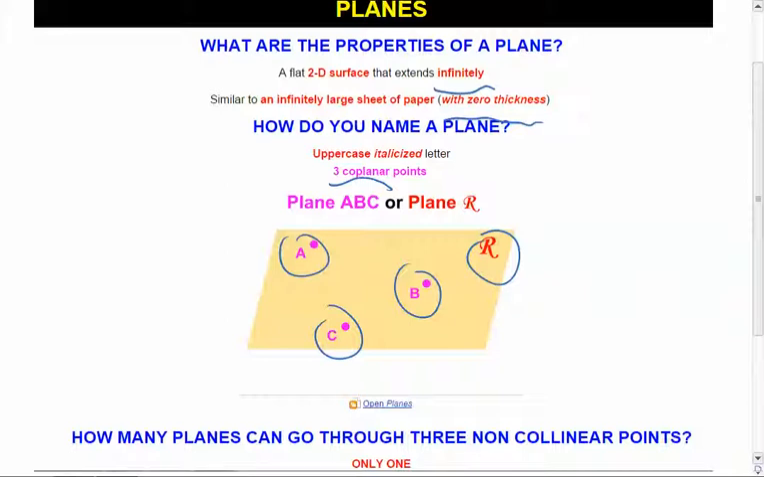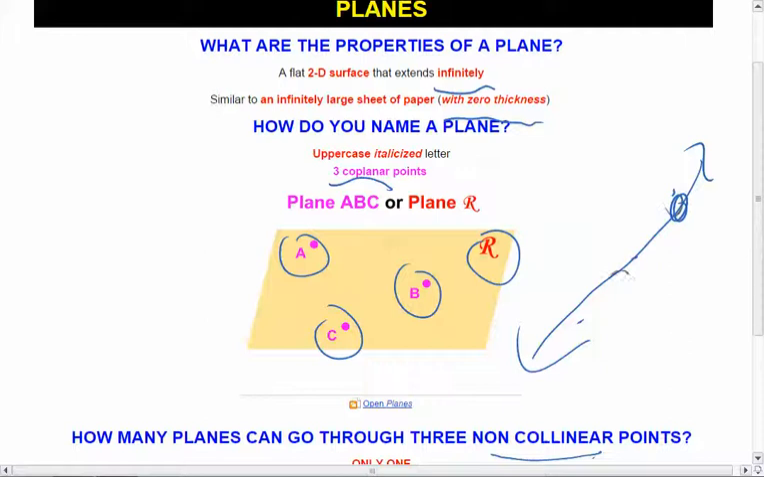I mentioned here, how many planes can go through three non-collinear points? In other words, collinear is if they're all in a straight line. That's a horrible line, by the way. Let's make that better. So 1, 2, and 3. If they're all in a straight line, that's something different, because actually infinitely many planes can go through there. But if they're non-collinear, only one.